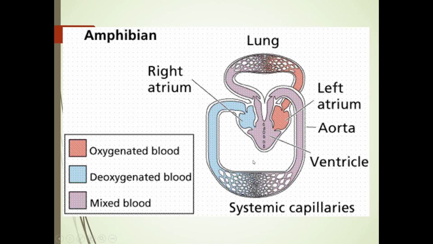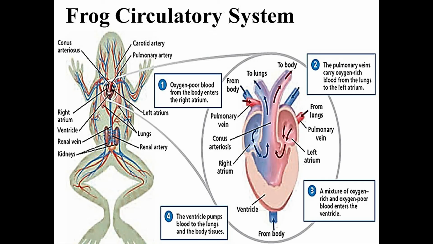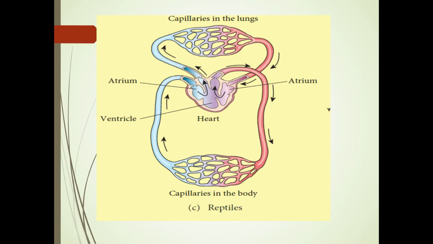But this one is not complete. Why? Because the oxygenated and deoxygenated blood is mixed up. It's not a complete circulatory system. It's incomplete because the blood is mixed up. Alright, so that is the frog. I already explained to you what happened.